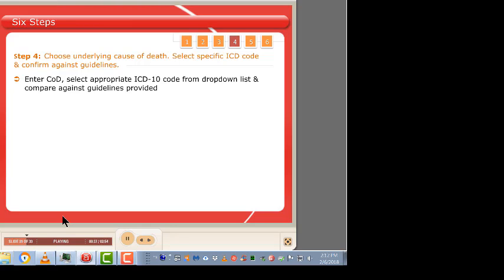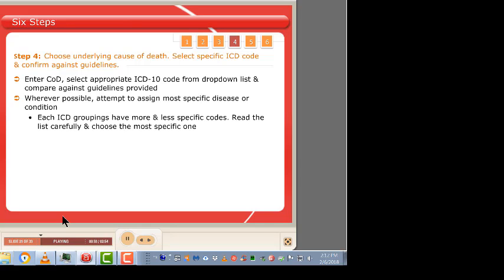This will automatically produce a drop-down menu of specific ICD codes relevant to your diagnosis. You are encouraged to attempt assigning wherever possible the most specific disease or condition causes and codes rather than ill-defined conditions. For example, ICD code C34, malignant neoplasm of bronchus and lung, is a more specific code than C39, malignant neoplasm of ill-defined RS or intrathoracic sites.